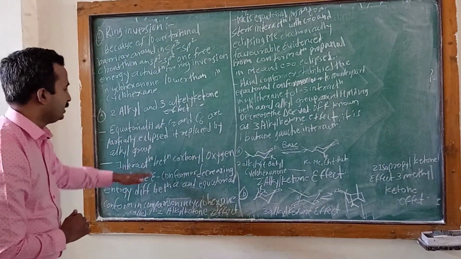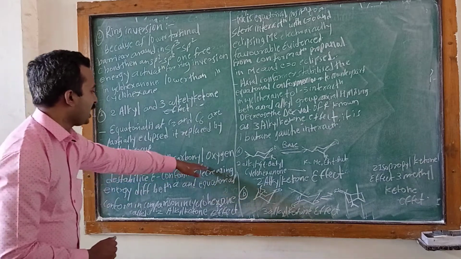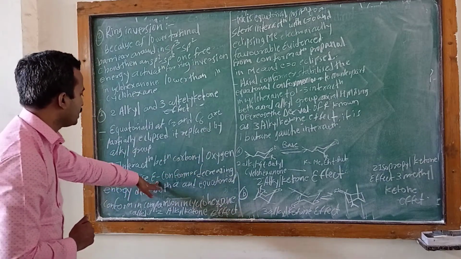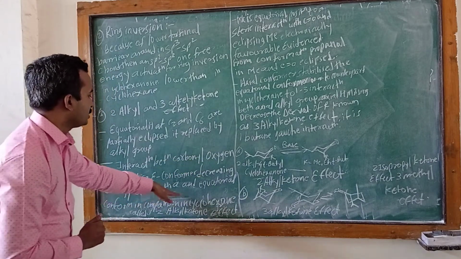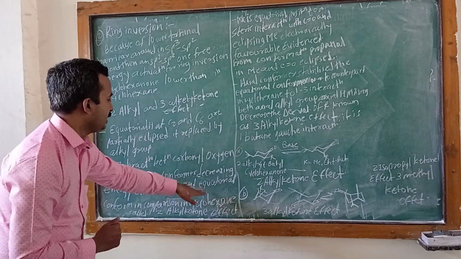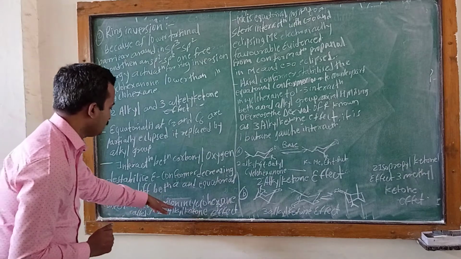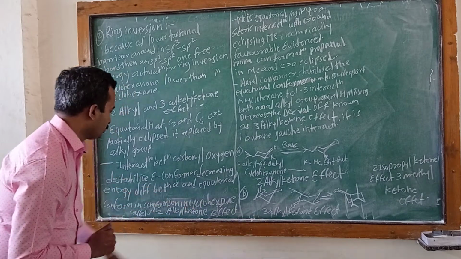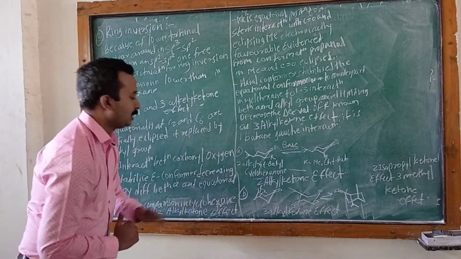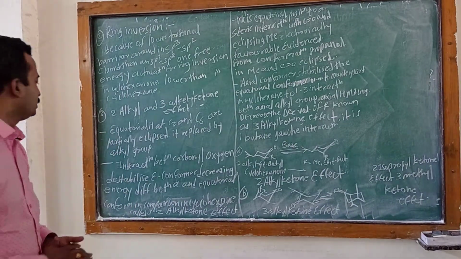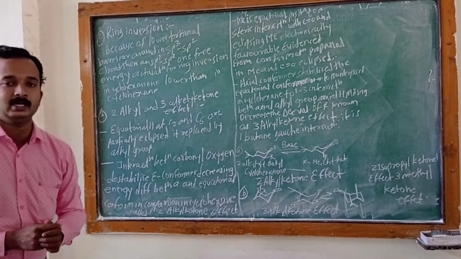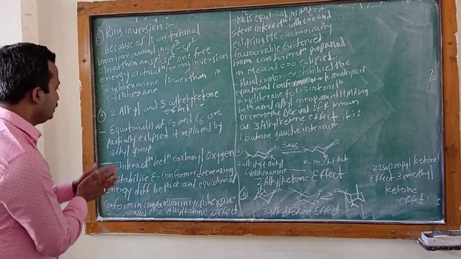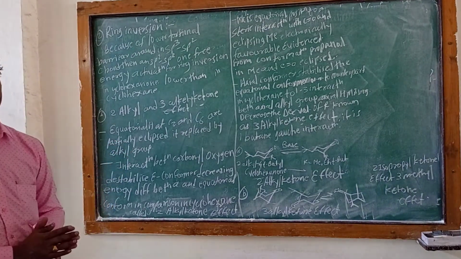The second point is the interaction between the carbonyl oxygen, which destabilizes the E conformer and decreases the energy difference between the axial and equatorial conformations in comparison with cyclohexane, called the 2-alkyl ketone effect. Note this definition carefully. The definition is that the interaction between the carbonyl oxygen.